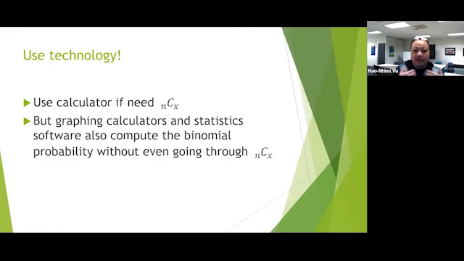But in fact, you don't even need to compute n choose X, because graphing calculators and statistics software can compute the whole binomial probability directly without going through the formula. So I will now switch to StatCrunch to do the calculations on the binomial probability.